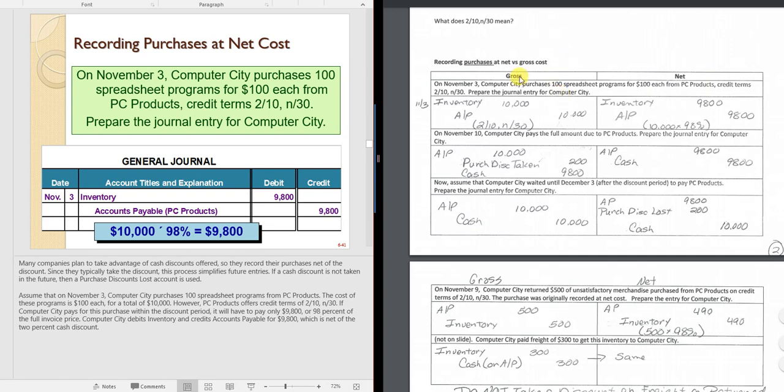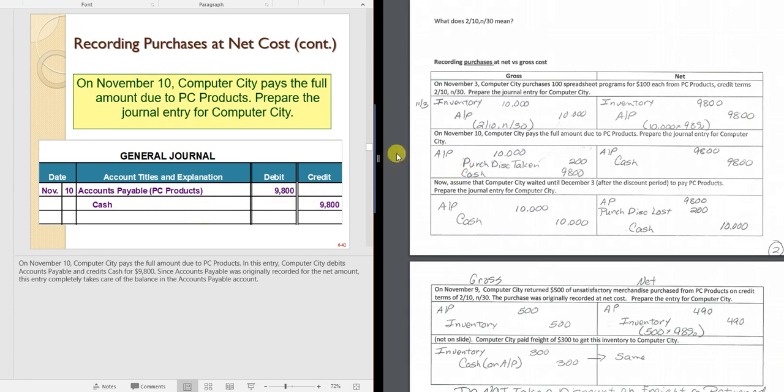I'm going to do the gross method first. So 100 times 100 is 10,000. Notice we purchased them, we didn't sell them, so make sure you pay attention to that. So I debit inventory, credit accounts payable. If I use the net method, I record them at net of the discount. If I get a 2% discount, I'm going to pay the other 98%. If you feel better about it, you can take 10,000 times 0.02 and subtract it from 10,000, or you could just take it times 98%. So I'm going to debit inventory and credit accounts payable for $9,800.